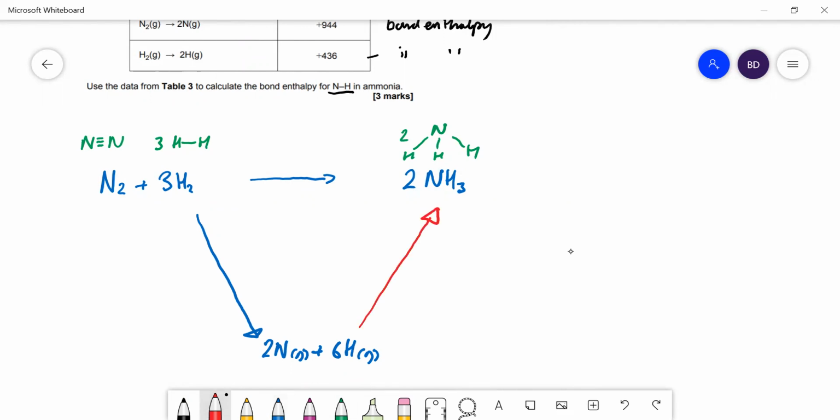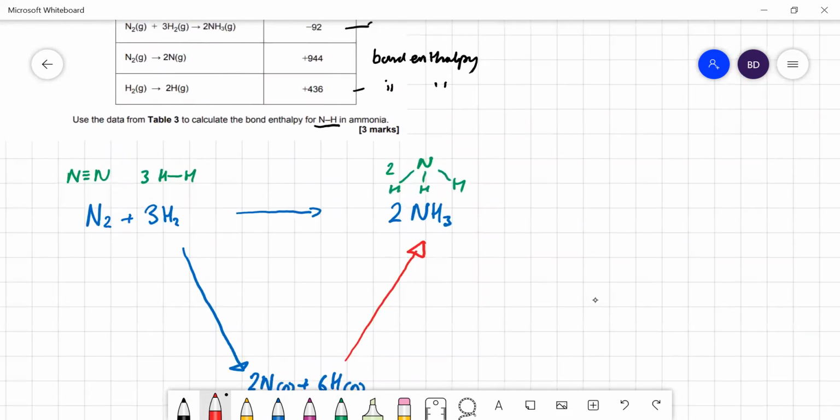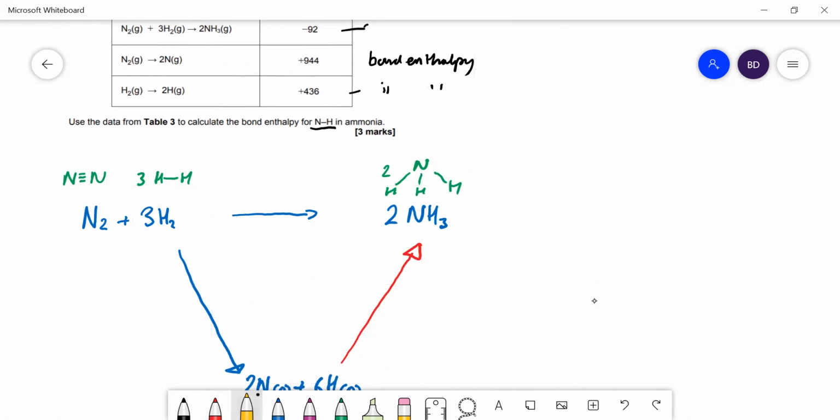Okay, now we know that this particular energy change, they tell us there, that's minus 92. Let's look at the blue arrow then. Here, what are we doing there? We're breaking 1 nitrogen triple bond, so that's plus 994.